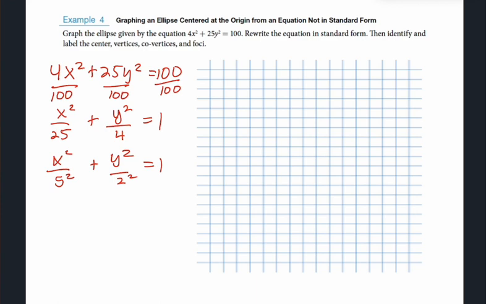Okay, now our center is still at 0, 0 because it's a plain x squared, nothing added or subtracted. It's a plain y squared, nothing added or subtracted. Now let's talk about the vertices.